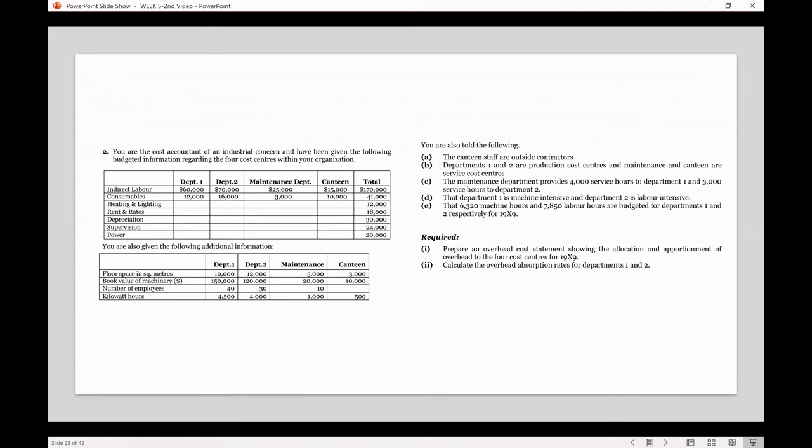Number of employees, they're not providing service based on number of employees, no. So we come over to our additional information and we go through. Point C is what we're looking at, where it says the maintenance department provides 4,000 service hours to Department 1 and 3,000 to Department 2. So this here would tell us what drives the cost in the maintenance department. It is driven by the amount of service hours that it provides to the other departments.